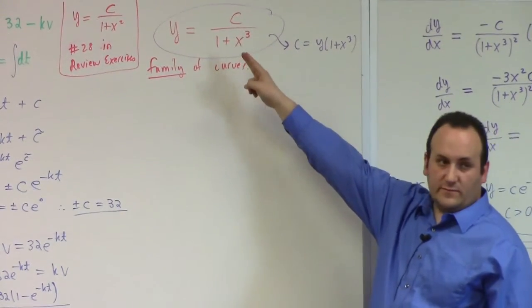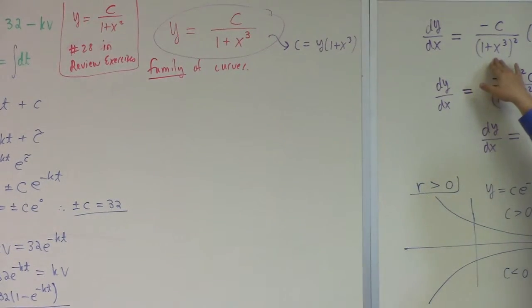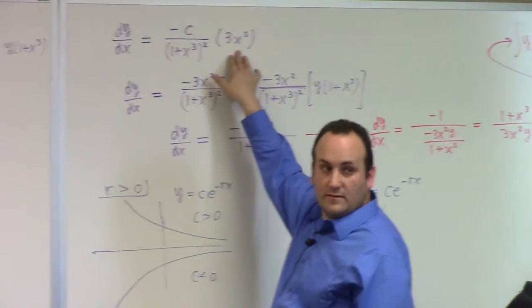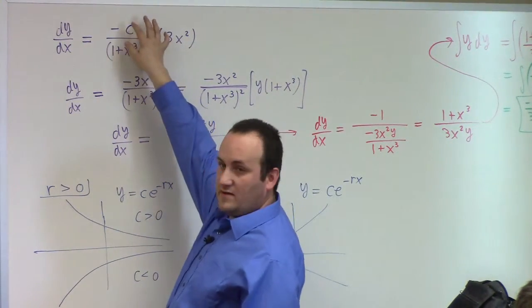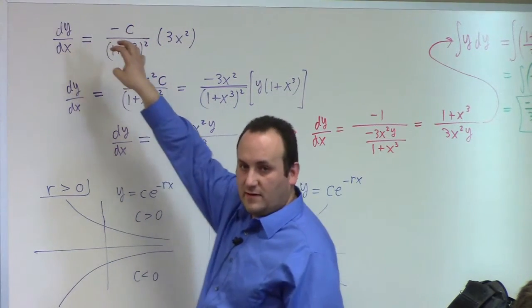So I differentiate this with respect to x. I get dy/dx equals minus c over (1 plus x cubed) quantity squared times 3x squared, right? That's by the chain rule. Now this c is an unwelcome thing. I need to remove that. I just want x's and y's, all right?